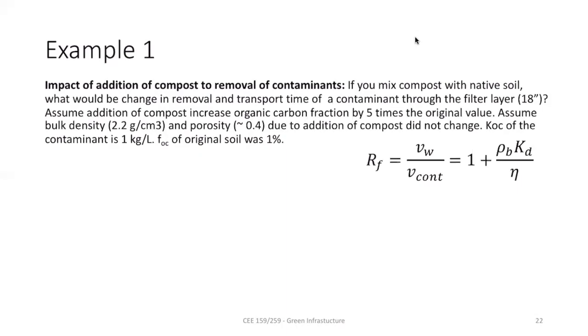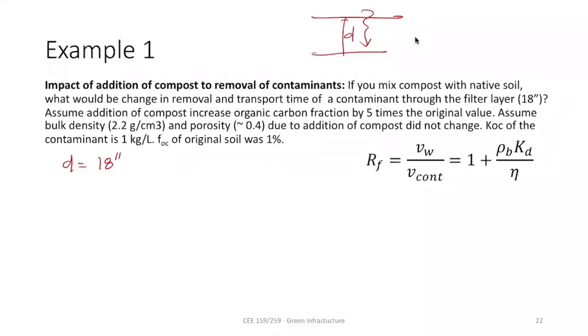Let's say question 1, impact of addition of compost to remove pollutants. So let's say the question was, if you mix compost with native soil, what would be the change in removal and transport time of a contaminant through the filter layer? The filter layer depth is given, 18 inch. That's the filter layer. Stormwater moves through here. And assume that addition of compost would increase the organic carbon fraction by 5 times.